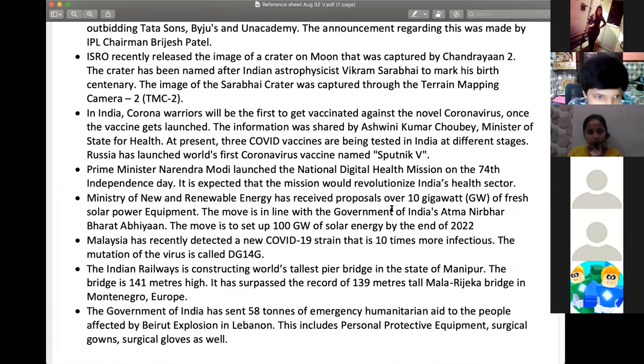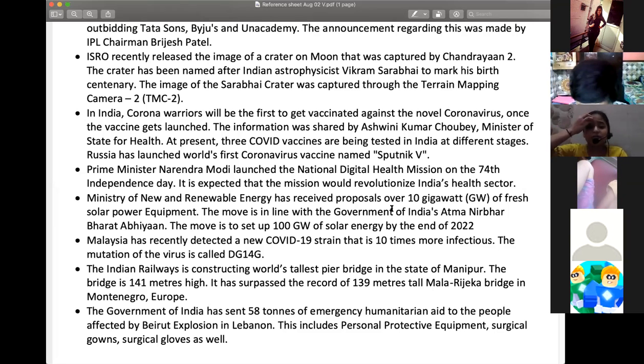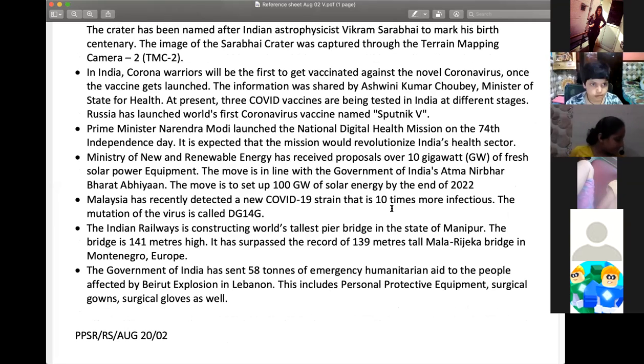Prime Minister Narendra Modi launched the National Digital Health Mission on the 74th Independence Day. It is expected that the mission would revolutionize India's health sector. So yes, the Prime Minister has launched the National Digital Health Mission on Independence Day.